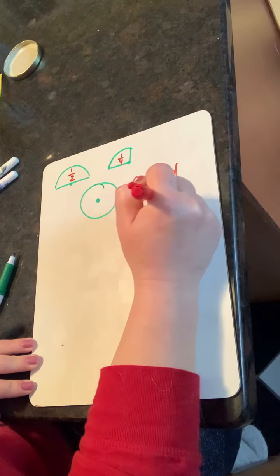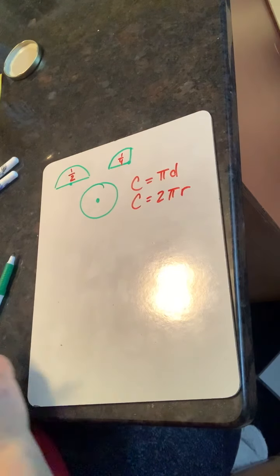Or circumference equals 2 times pi times radius.